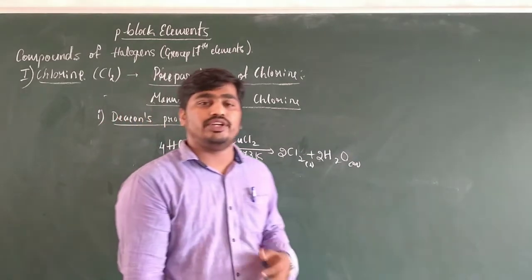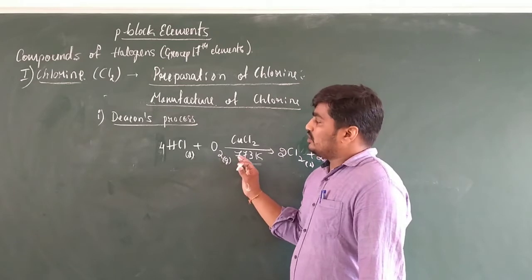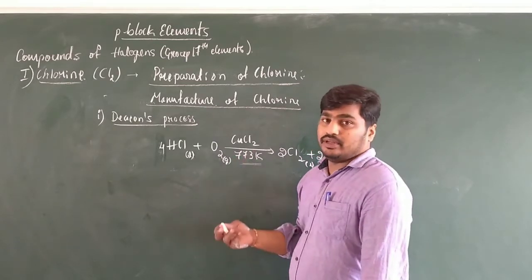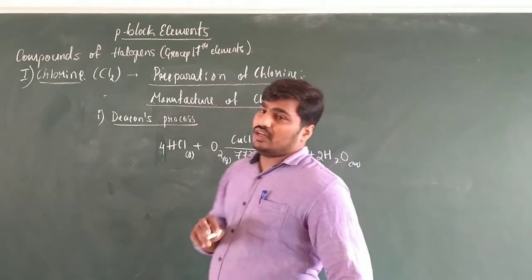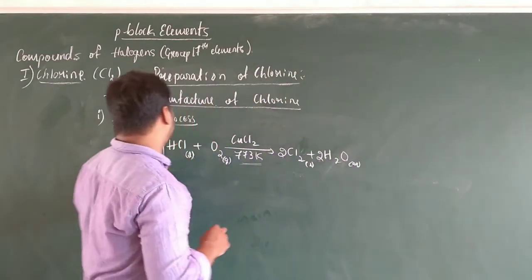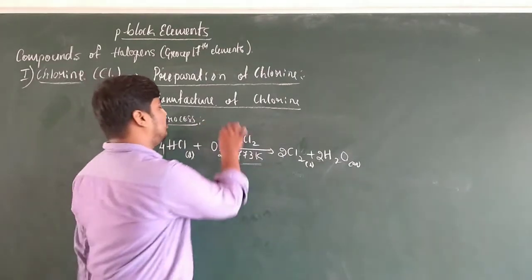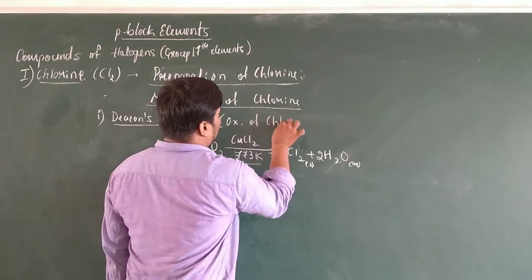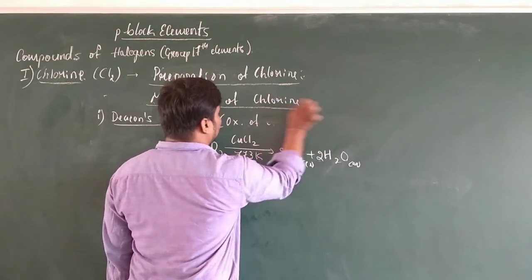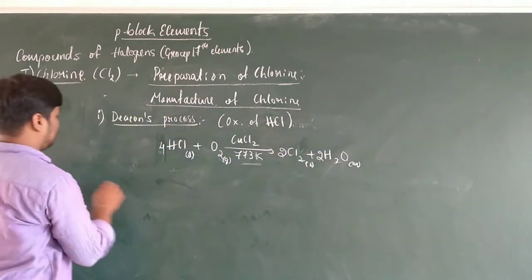A large quantity of chlorine is obtained in this method. Therefore, in case of manufacture of chlorine, we use this process. That process was explained by Deacon, therefore it is known as Deacon's process. It is nothing but oxidation of hydrochloric acid. Okay, chlorine is obtained.